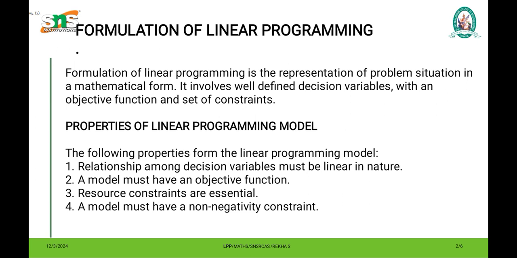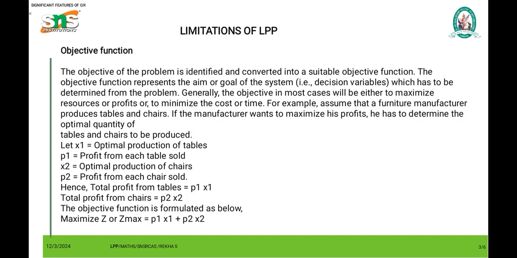Normally, if you have an industry-oriented problem, first of all we have to convert it into mathematical form and identify the objective function. The properties of the linear programming problem are: the relationship among the decision variables must be linear in nature, the model must have an objective function, resource constraints are essential, and the model must have a non-negative constraint. So what is meant by objective function?